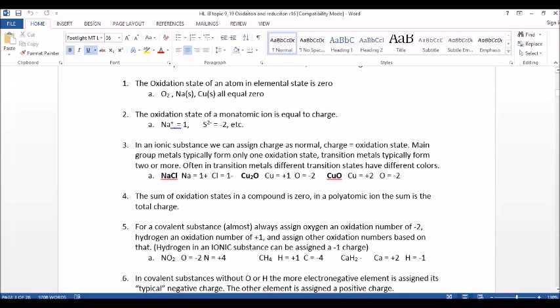But when we see an element, if we're asked to say its oxidation state, it's going to be 0. So O2, Na, Cu, all those have an oxidation state of 0. They are uncharged. Now contrast that with ions. If we have just a monatomic ion, just one atom that's an ion, the oxidation state is its charge. So Na+ has an oxidation state of +1. S2- has an oxidation state of -2.